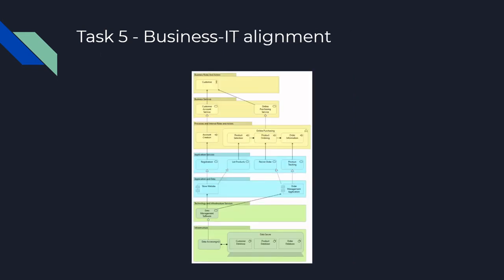Task 5, Business IT Alignment. This diagram goes over the product listing and selling parts of the website. As you can see, a customer can interact with the online purchasing service and create a customer account.